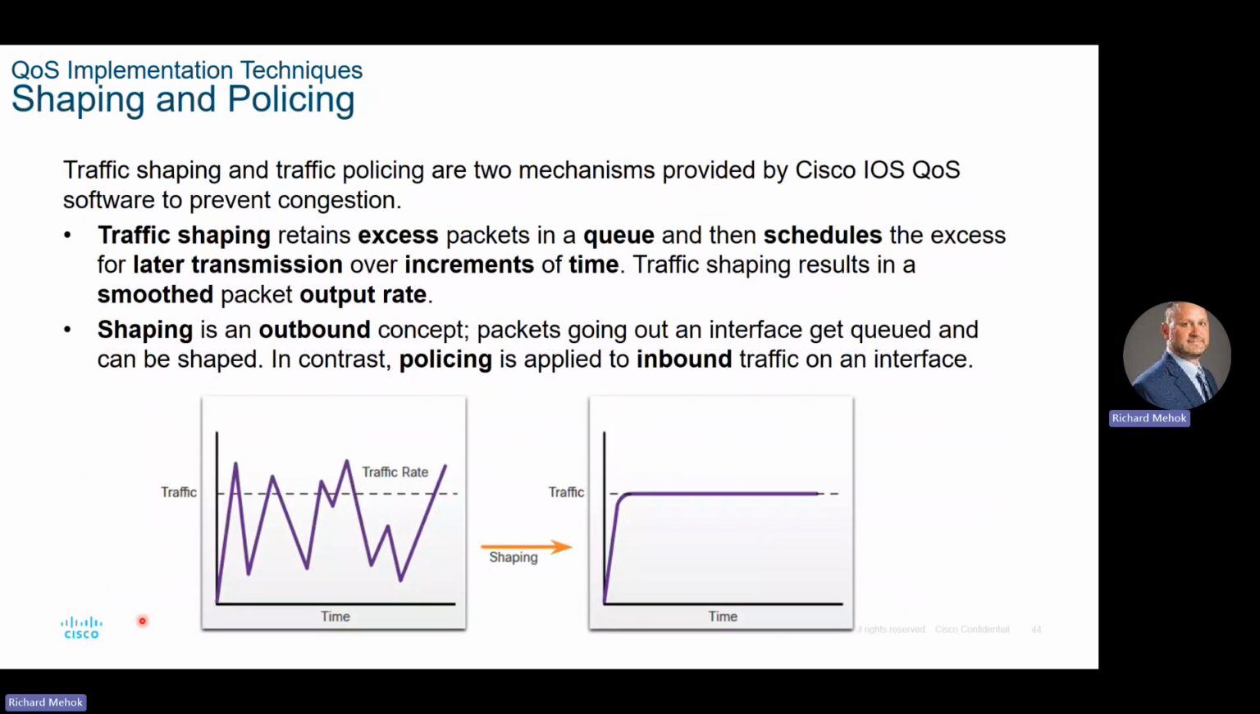So shaping and policing. You can see in the diagrams here, before shaping occurs, we have peaks and valleys. It retains excess in a queue and schedules later transmission over time, and it gives a smooth output rate. Shaping is on the outbound, and policing is on the inbound. We'll have to remember that when we do the inbound and outbound in our config. If you look at shaping, it flatlines over time because it's able to schedule those packets out of the queue.